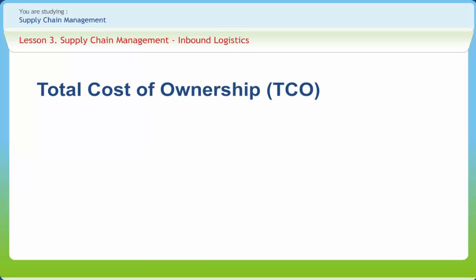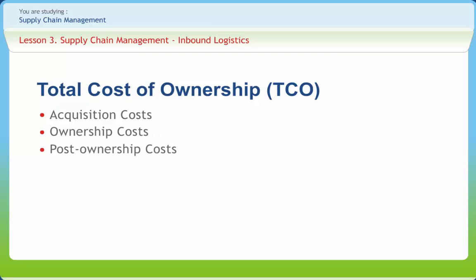TCO has three constituents: acquisition costs, ownership costs, and post-ownership costs. TCO is the actual price of any purchase, which includes hidden extras. Purchasing has to move from a price focus to a total cost focus. Only when it has a clear idea of the TCO can a company make sensible decisions, certain that price reductions in one area will not simply crop up as increases elsewhere.